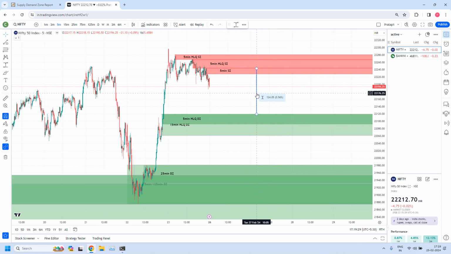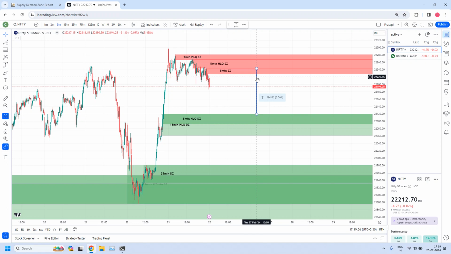Suppose there is equal demand and supply in the market, probably within the 124 range only the market will be moving. The upper and lower limits. Maybe it may go a little inside this zone, or a little inside the supply zone. But the minimum area is within this 124 points area. This is the range for Nifty.